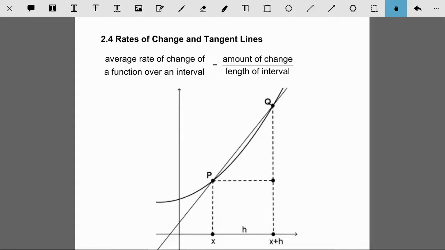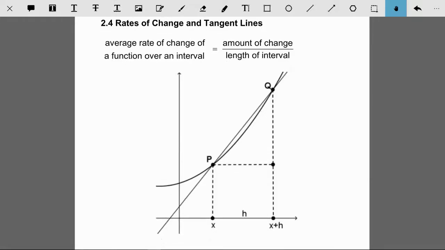You can see in this graph down below, we've got two points, P and Q. And what we're trying to do here is find the tangent slope at the point P. Notice up above, it says the average rate of change of a function over an interval. That's just the slope. When we say average rate of change and slope, those are the same thing. So it's the amount of change over the length of the interval, or the way that you can think of this from algebra is just change in y over change in x.